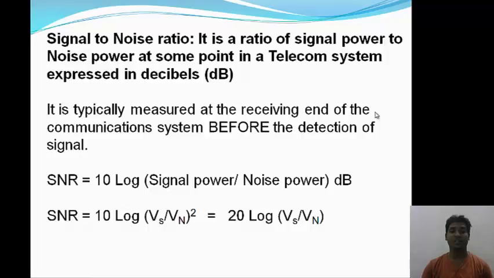SNR, that is signal to noise ratio, equals 10 log signal power by the noise power in decibels. We can see the formula: 10 log Vs squared by Vn squared, that is signal voltage to the noise voltage squared, is equal to 20 log Vs by Vn.